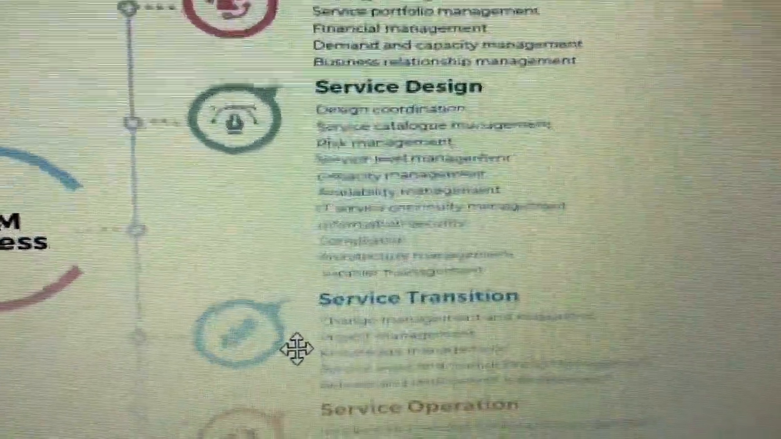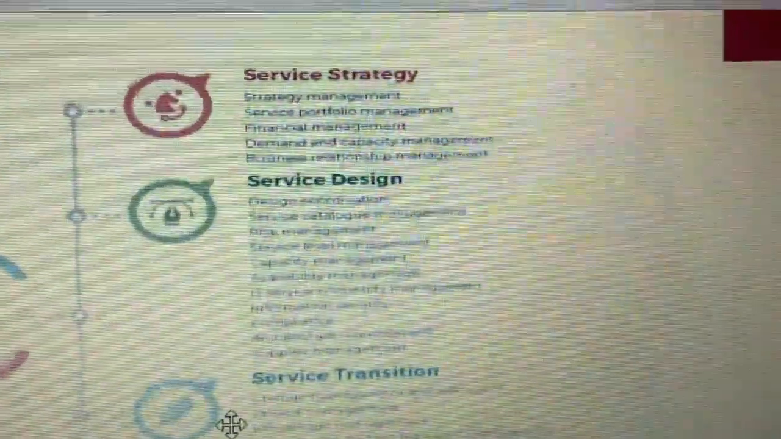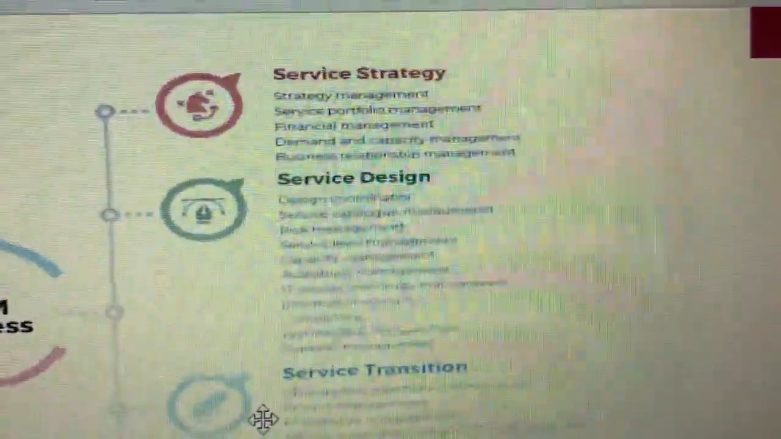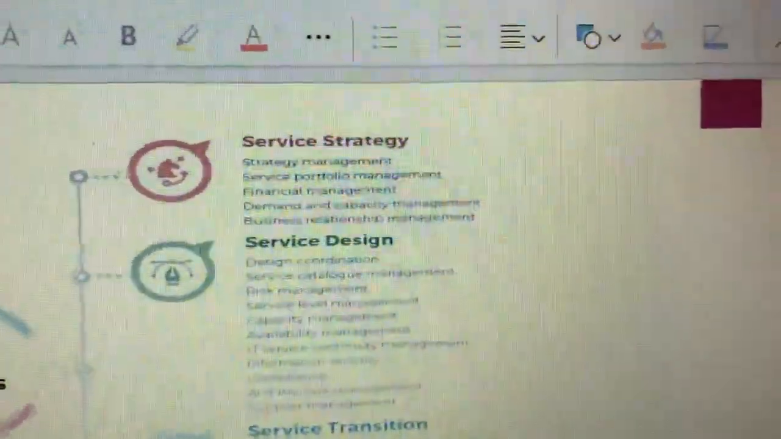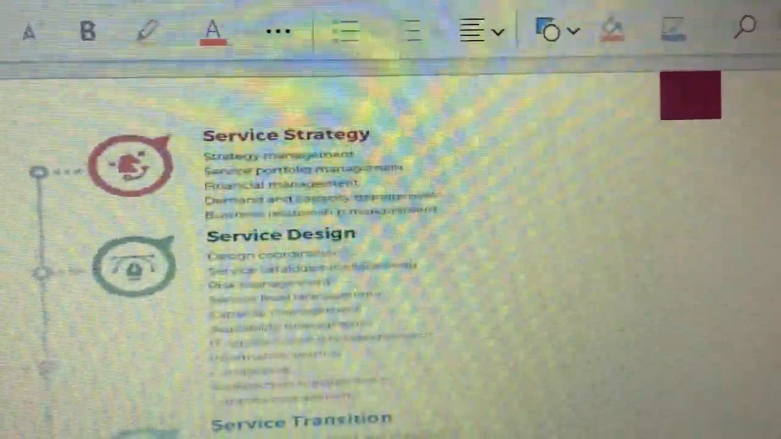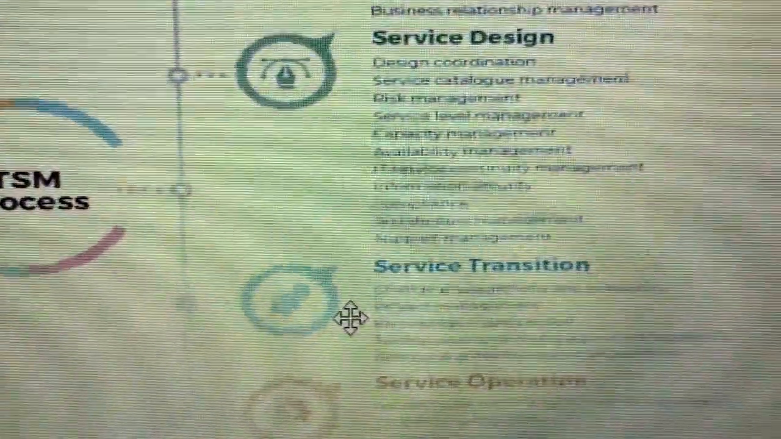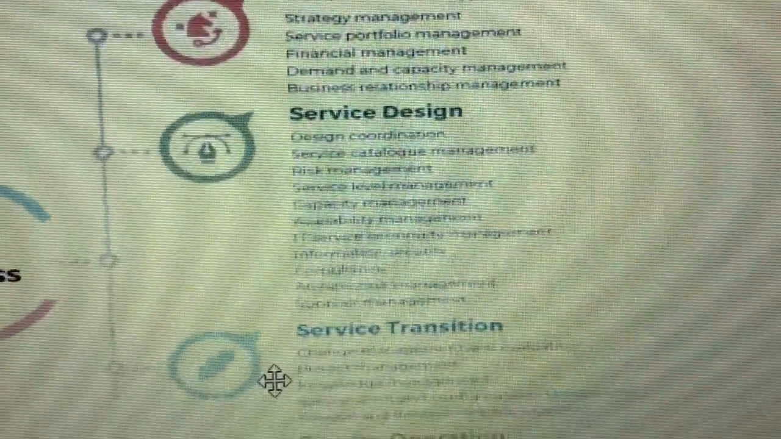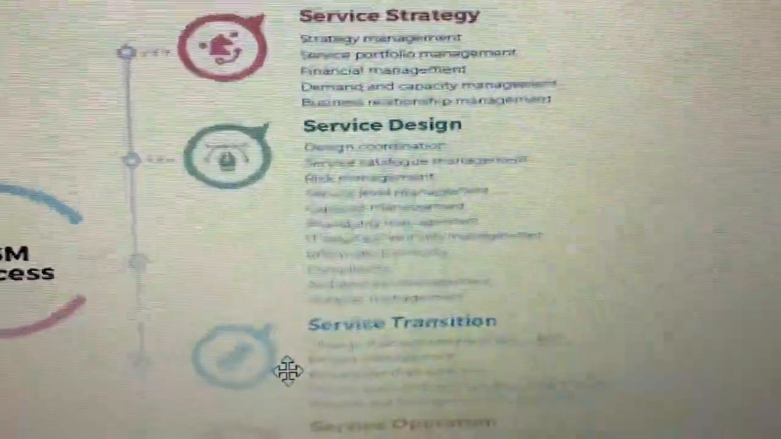The second process is service design. The main purpose of this process is planning and designing the IT services, and this process includes new services as well as assessing the current services. There are elements of IT service design that you can see here: design coordination, service catalog management, risk management, service level management, and you can see there are further elements.